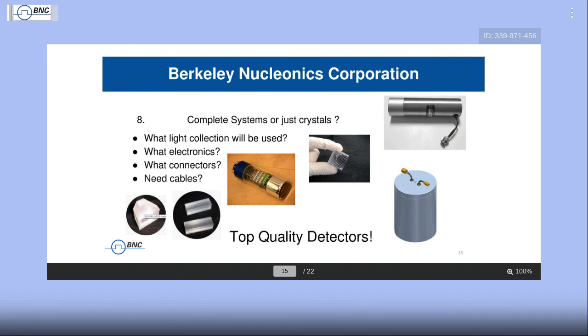We ask, do you need a complete system, or are you just looking for the crystals? There are many exotic crystals out there. We get a lot of requests for the lutetium yttrium orthosilicate. That's what we refer to as LYSO. You like that one? That's a mouthful. Yeah, we call it LYSO. It's a little exotic, and people will contact us to see if it's available, to check out the lead time, what sizes can be obtained. And so do you just want the crystals?